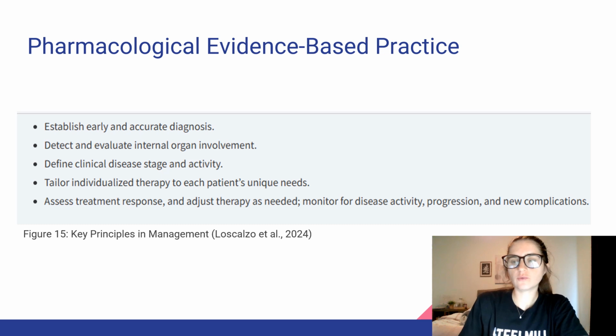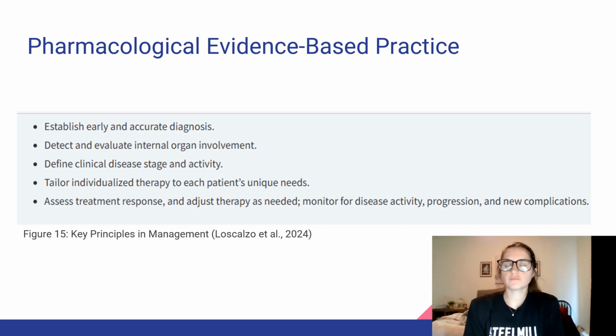Now we're moving on to the management of scleroderma. The management of scleroderma is fairly extensive because it can affect several different organ systems. But typically, to start managing someone who has a diagnosis of systemic sclerosis, or even localized scleroderma, you want to establish early and accurate diagnosis.